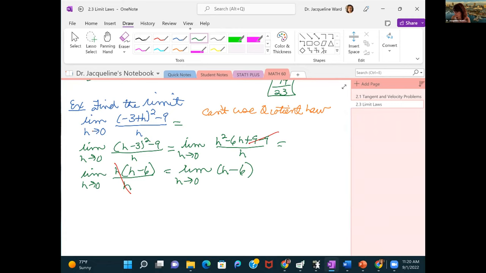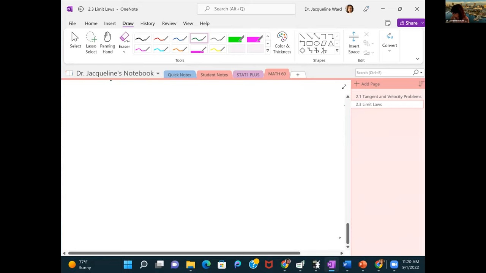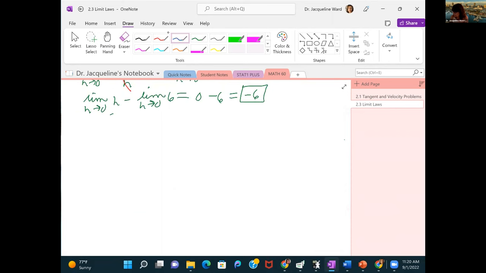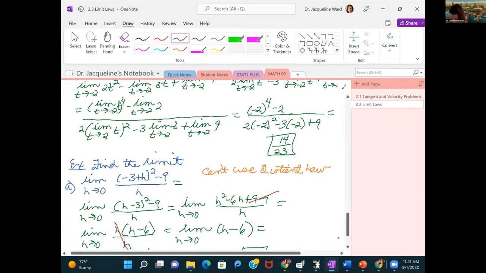The limit of the difference is the difference of the limits. And you can use these are laws 7 and 8 again. You get 0 minus 6. Okay, so I'm going to call that problem A, find the limit. Here's another one.